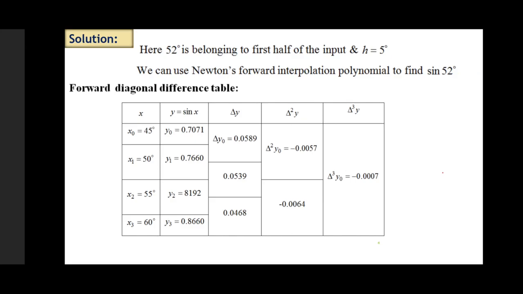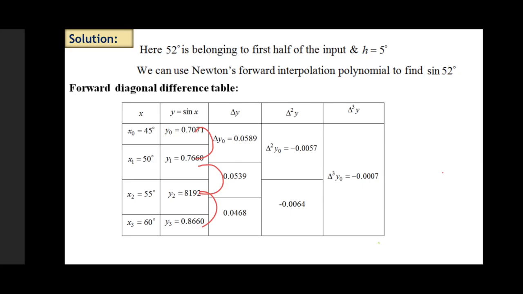Now let us prepare the forward difference table. The first two columns contain the given values of x and y equal to sin x. Next we calculate the first forward difference. The first forward difference is delta y naught equal to y1 minus y naught. Similarly, delta y1 equals y2 minus y1, which is 0.0532. Then delta y2 equals y3 minus y2, which is 0.0468.